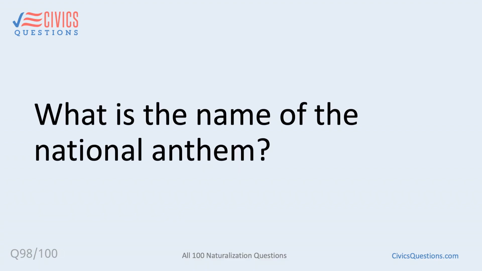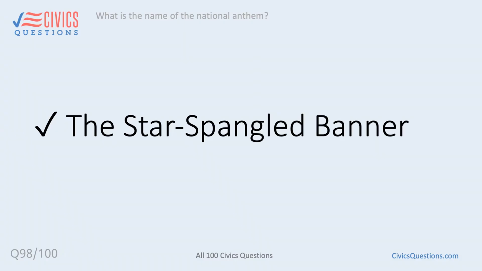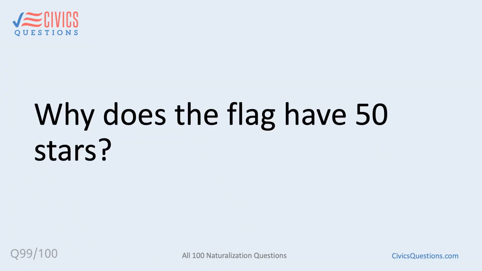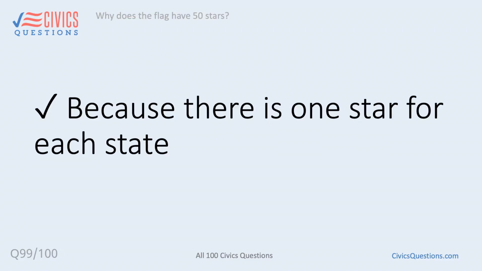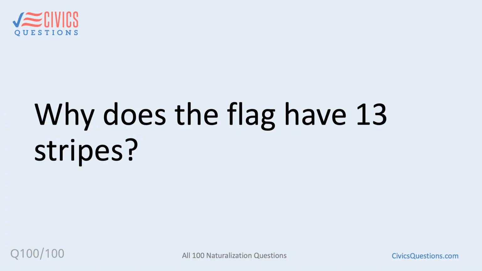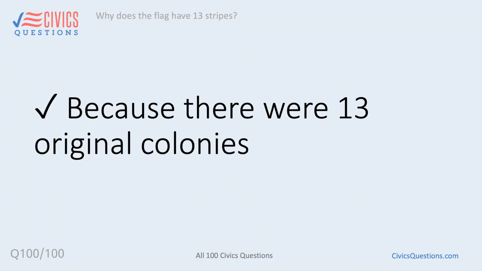Symbols. What is the name of the national anthem? The Star-Spangled Banner. Why does the flag have 50 stars? Because there is 1 star for each state. Why does the flag have 13 stripes? Because there were 13 original colonies.